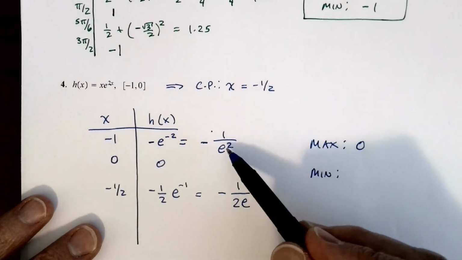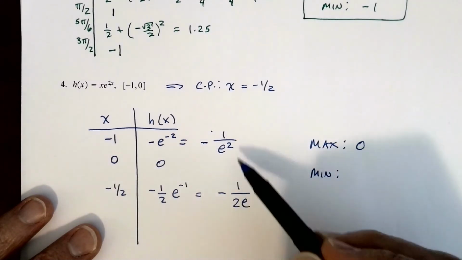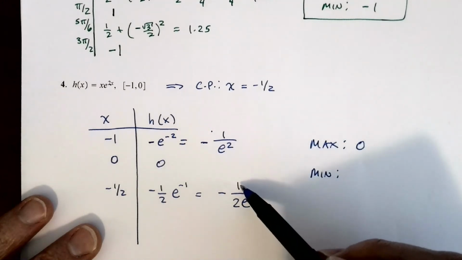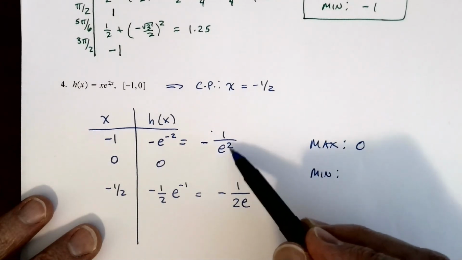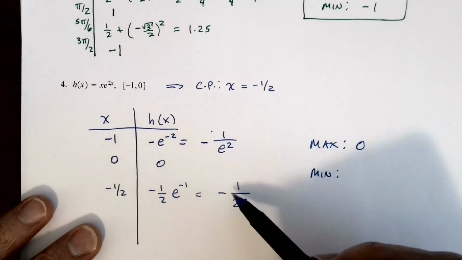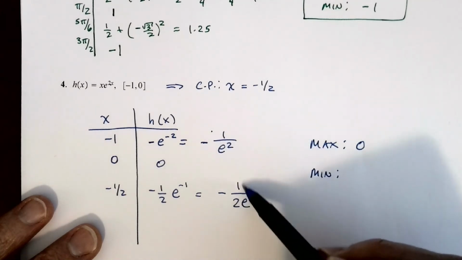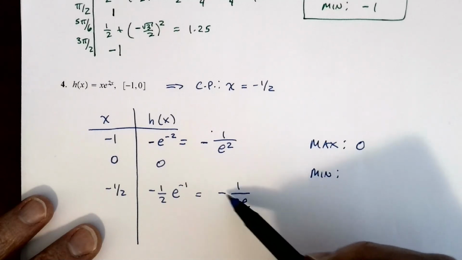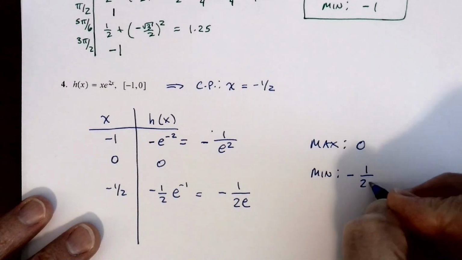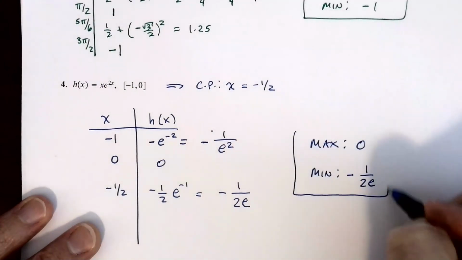But if e squared is bigger than 2e, then the reciprocal, 1 over e squared, is smaller than 1 over 2e, right? If I'm dividing 1 by a bigger number, it's smaller. So this is smaller in absolute value. This one here is larger in absolute value. So this is the more negative one, and so the minimum is -1 divided by 2e. And you can use a calculator to approximate that.